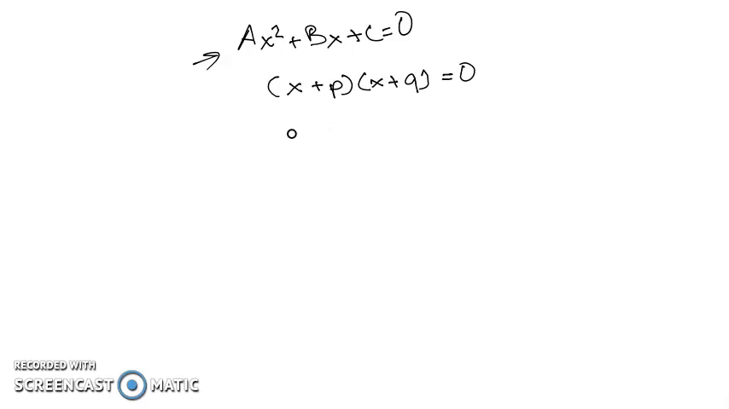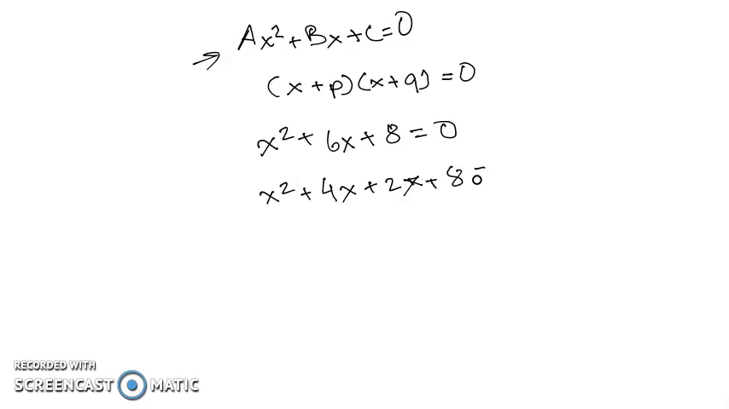Now say we have the quadratic x squared plus 6x plus 8 equals 0. We're looking for p and q that multiply to 8 and add to 6. I think of 4 and 2. So what I do is x squared plus 4x plus 2x plus 8 equals 0.